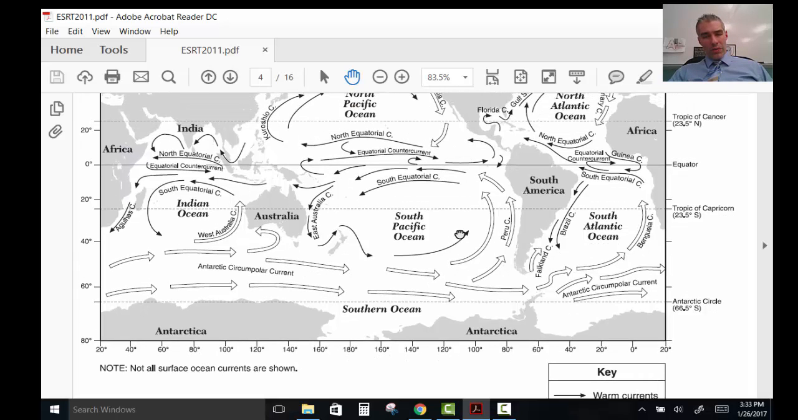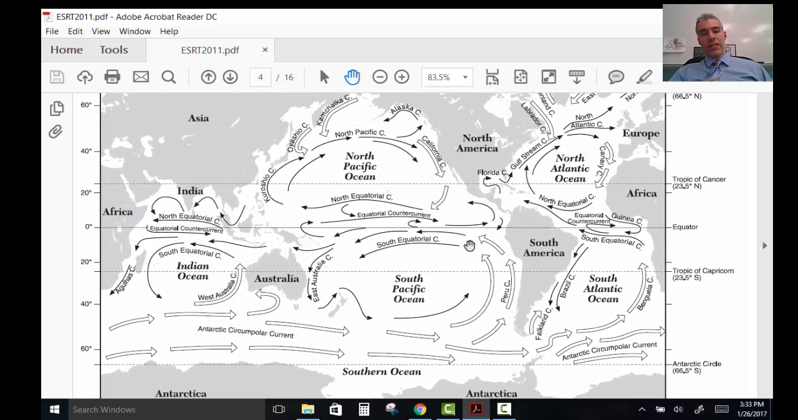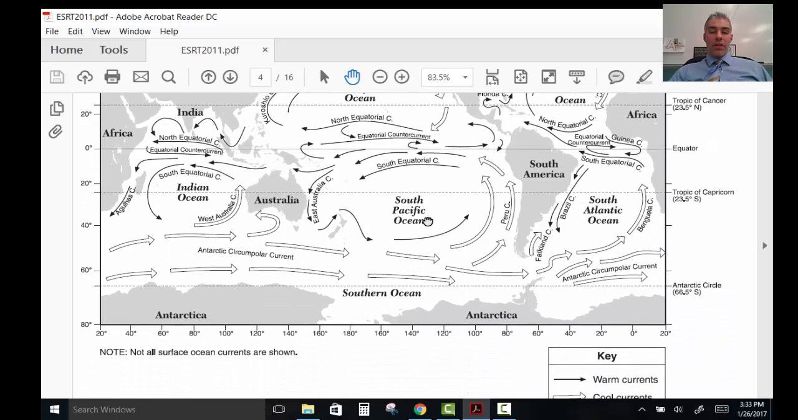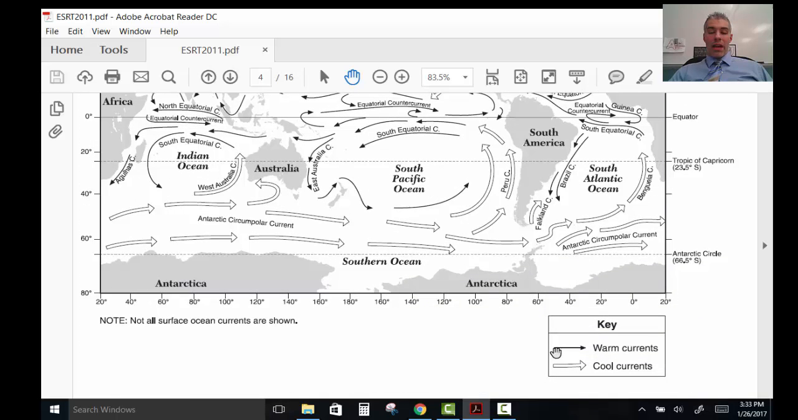The first thing you want to know is, what do these arrows mean? These arrows actually show the flow of water. You'll notice there's two major types of arrows. There's these thicker white arrows and these thin black ones. The thin black ones are warm ocean currents. So that's going to be an ocean current that tends to have a warmer temperature associated with it. Whereas the thick white arrows represent cold currents.